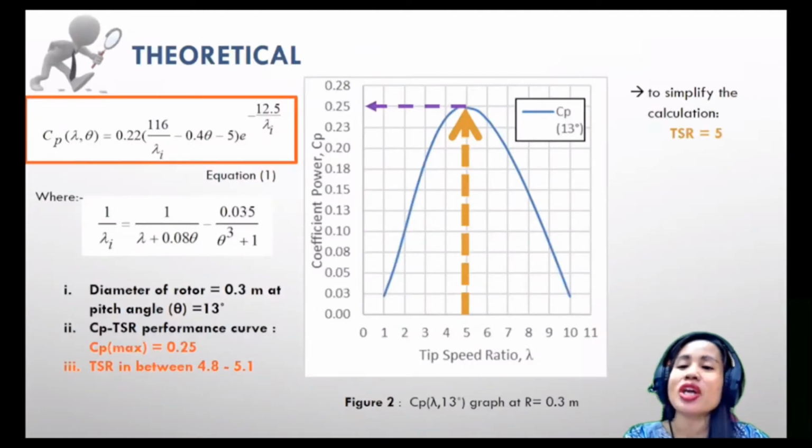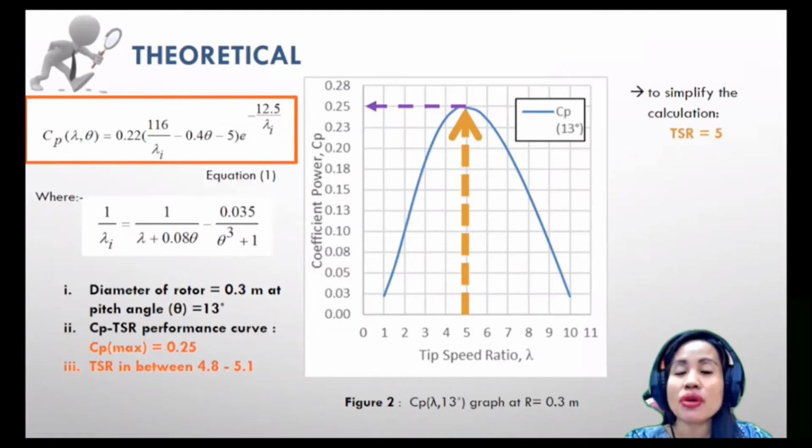To estimate the optimal tip speed ratio, or TSR, and coefficient of power, we need to plot a CP-TSR performance curve of the HKT system. So if you see here, equation 1 is the power coefficient equation, where theta is the pitch angle. The pitch angle is the angle between the rotor plane and the blade tip chord. Lambda, or tip speed ratio, or TSR, is the ratio between the tangential speed of the tip of a blade and the actual speed of the current water.